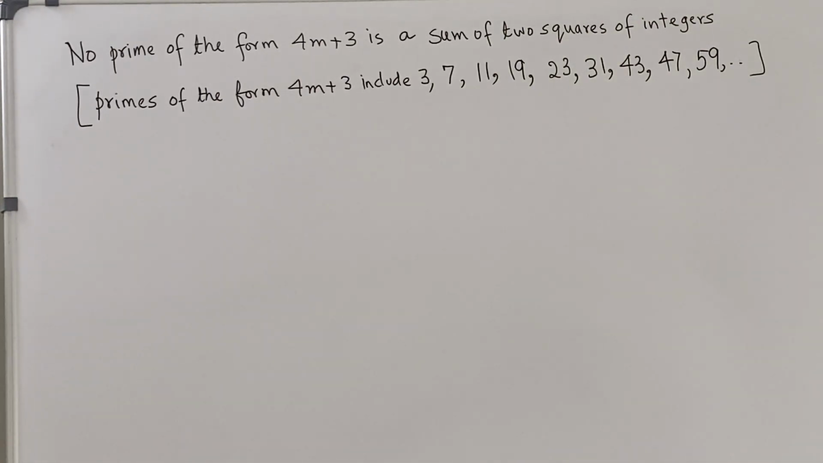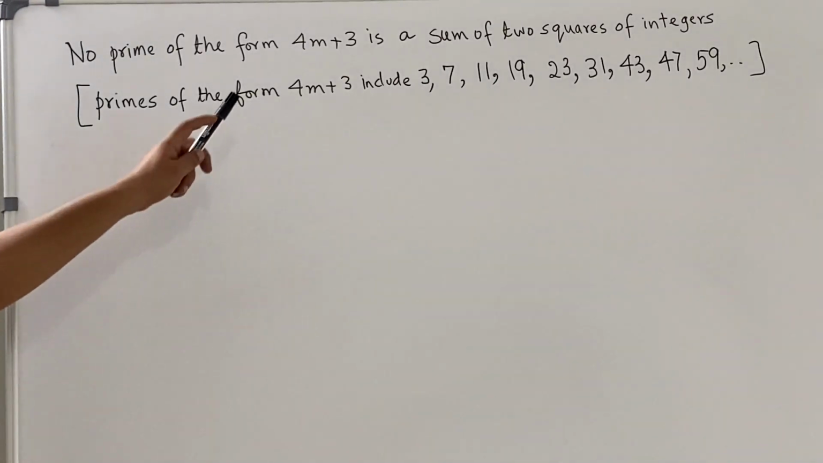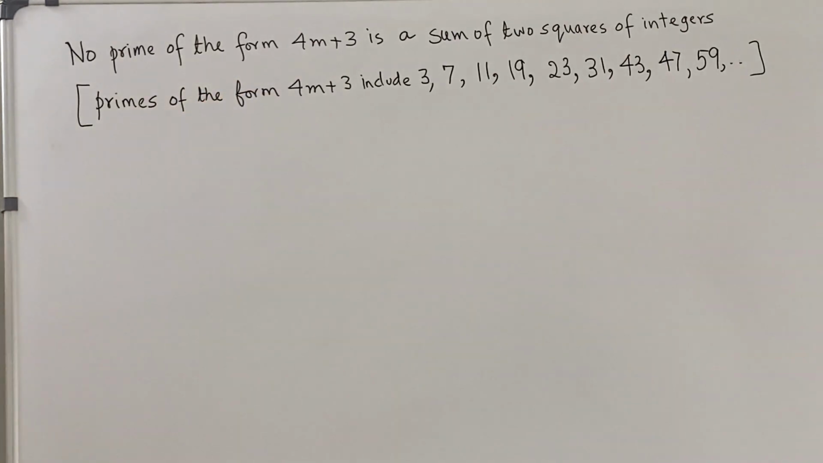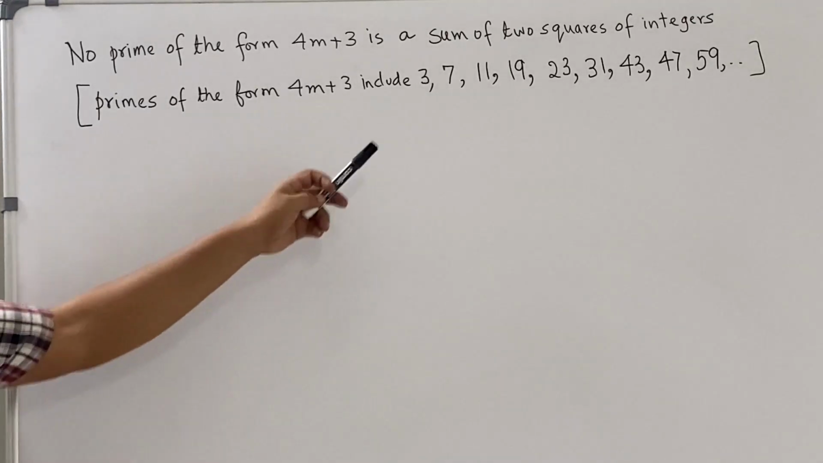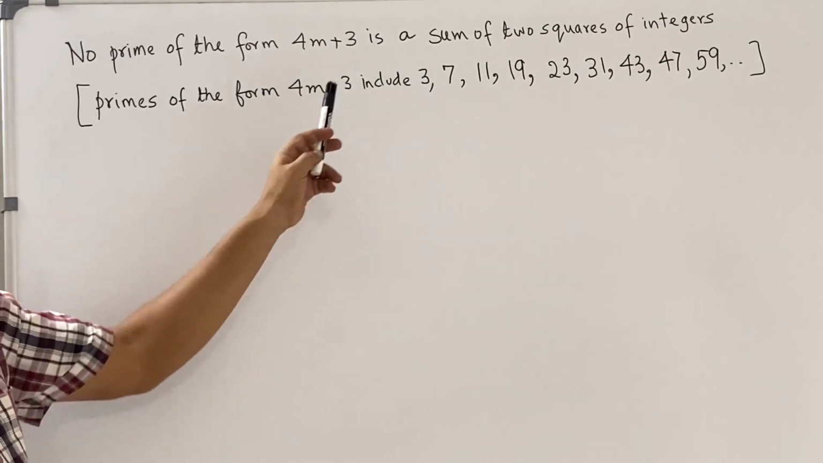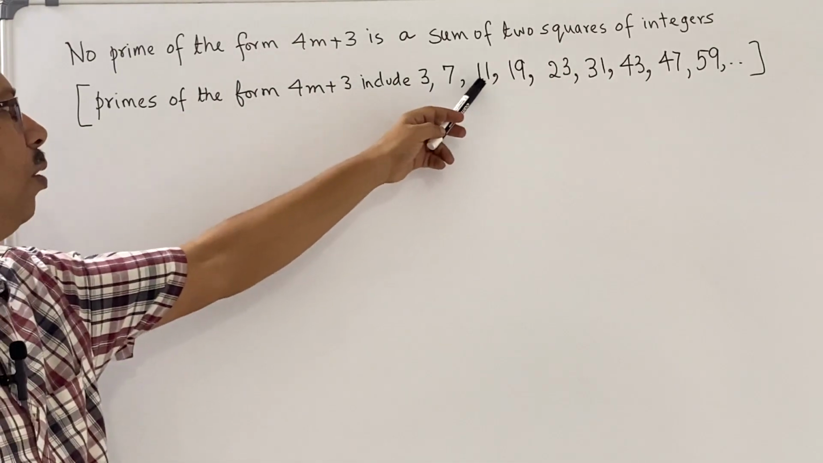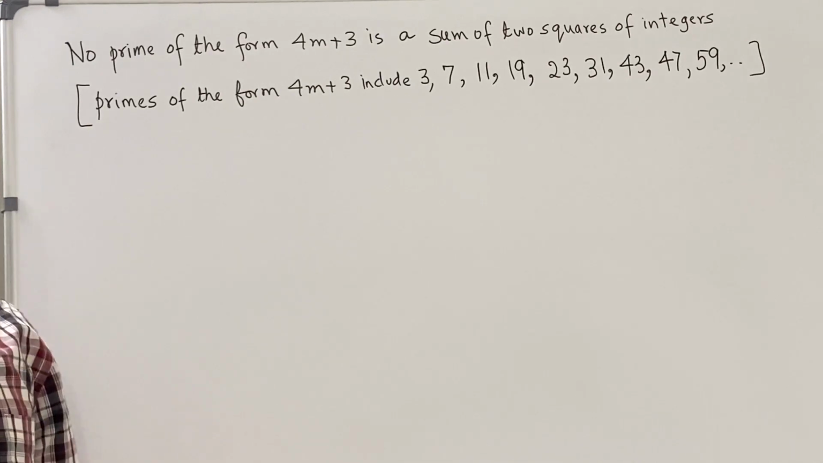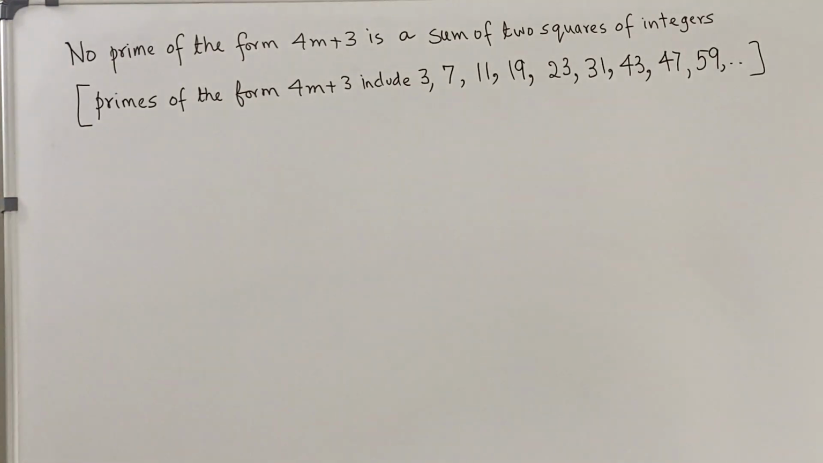In this edition, we are going to discuss this very famous result which states that no prime of the form 4m plus 3 can be expressed as a sum of two squares of integers. Now, some examples of primes of the form 4m plus 3 are 3 for which m is equal to 0, 7 for which m is equal to 1, 11 for which m is equal to 2, and so on. So we see that quite a few of the small prime numbers are actually of the form 4m plus 3.